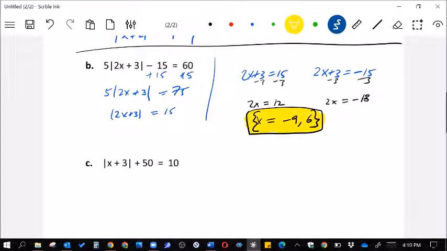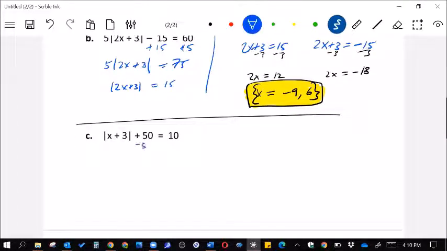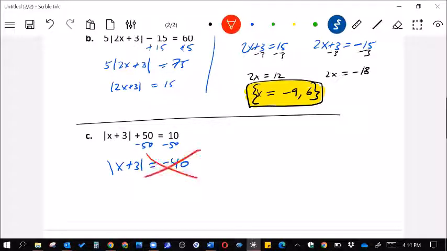And now on the next one, I'm going to subtract the 50, subtract the 50. So I get absolute value of x plus 3 is equal to negative 40. Stop. The absolute value, whatever I put into x, it's going to become a positive number. There is no way that I can ever get a positive number from this that will be equal to negative 40. That negative is sort of like a trick question.